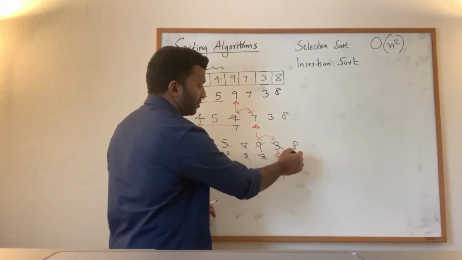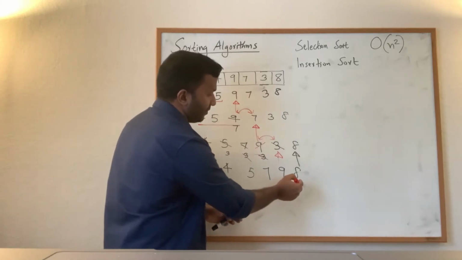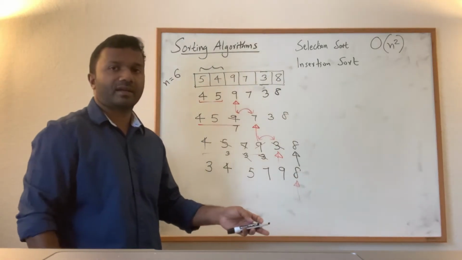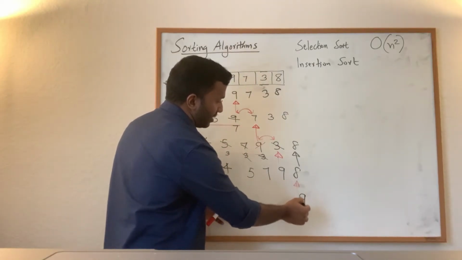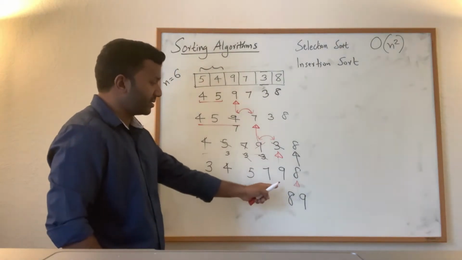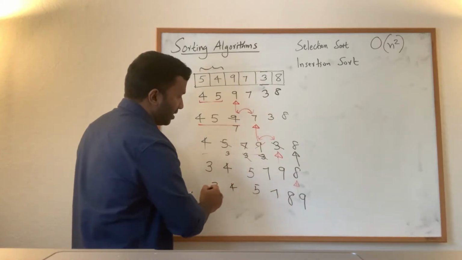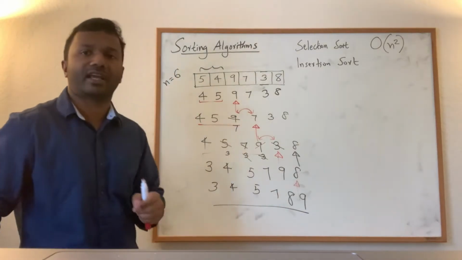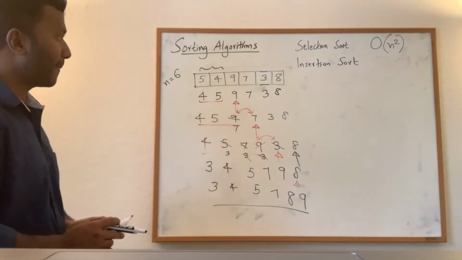Now I check the last number, which is 8, it is going to be here. Check the last number and I see that I need a swap. So I'll swap 9 and I'll keep 8 here. Now I see that 8 is larger than 7. So that means the rest of the array is fine. And now that I have reached the end of the array, I have the output.